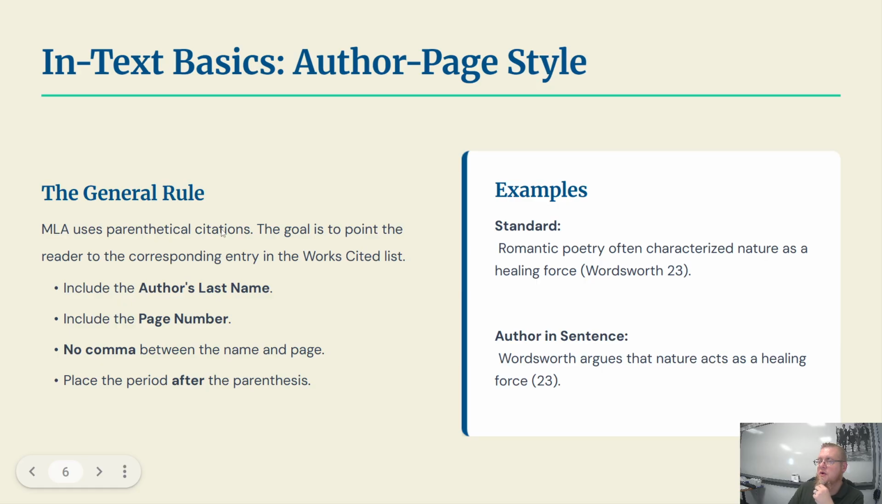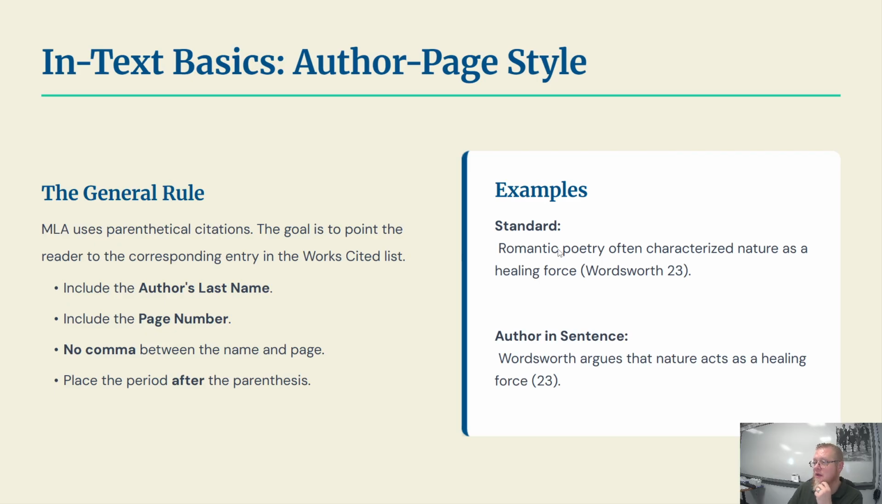MLA uses parenthetical citations. The goal is to point the reader to the corresponding entry in the works cited list. Include the author's last name and the page number. There is no comma in between the name and the page. And then you place the period after the parentheses. Okay, let's take a look at this.